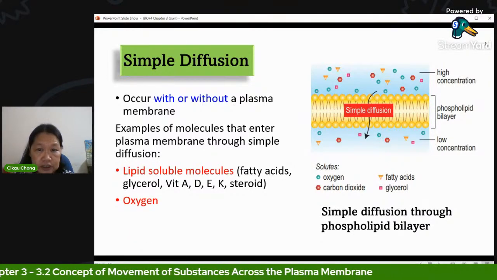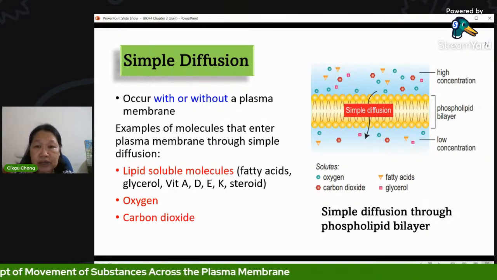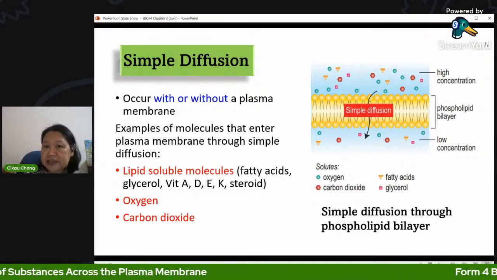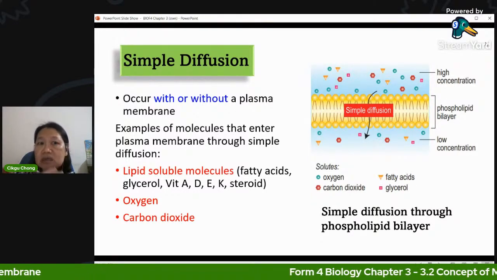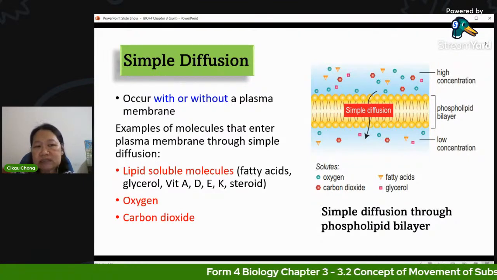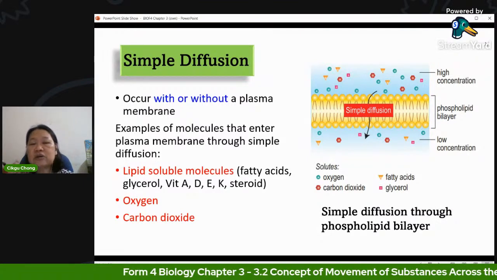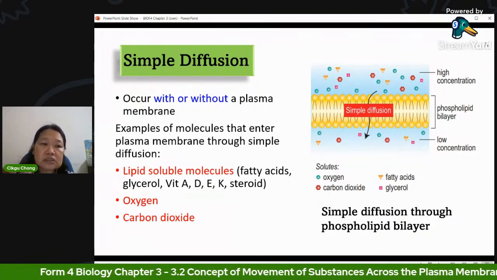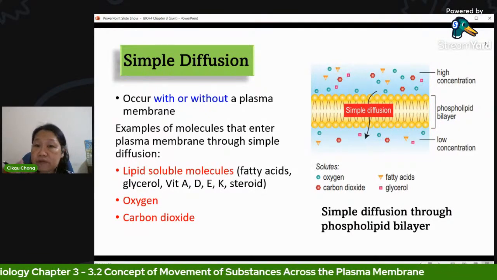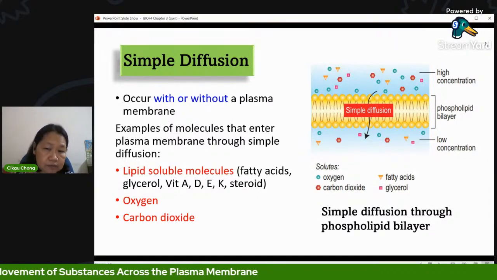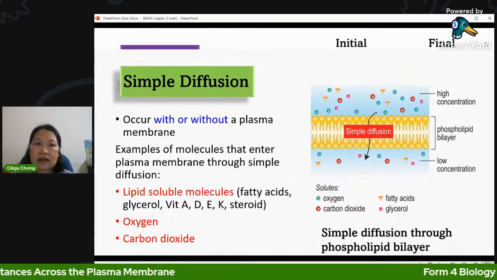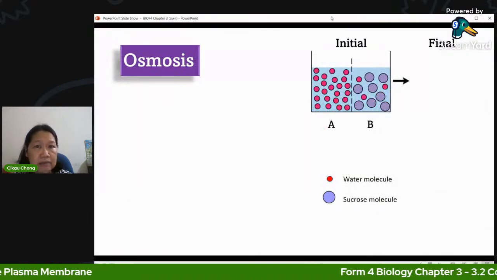Another one is oxygen and carbon dioxide. Sorry, not water. Water will go in by another method. We have a different name for water diffusion. So it's these substances: fatty acid, glycerol, ADK, steroid, oxygen, and carbon dioxide. They will diffuse across the phospholipid bilayer through simple diffusion. Now next one, osmosis, the second method.